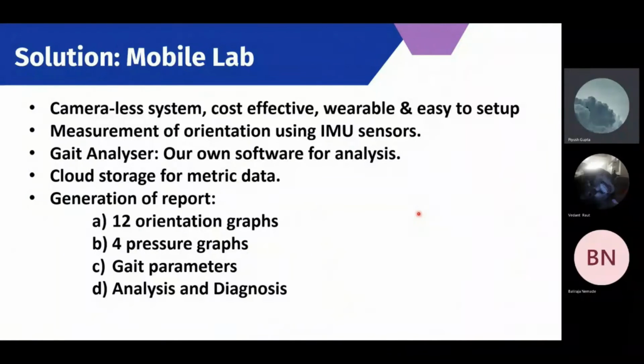So to solve this problem, we have come up with a camera-less system, which would be a cost-effective, wearable and easy to set up device. Here, basically, the patient has to wear the device and walk. Right now we are focusing on two types of data. First is the orientation data, and the second is the pressure data. The data will be collected by the microcontroller system and stored in cloud storage. Further, the hardware part will be explained by our team member Baliraja Nemade.